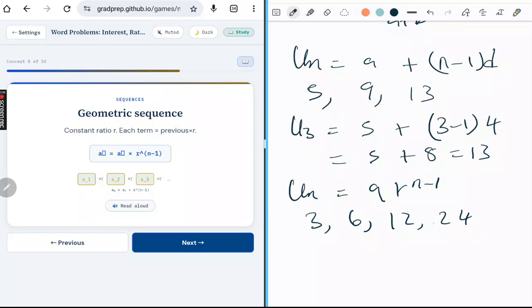So let's say we want to know this fourth term, u4. The first one, a, is 3 times the common ratio. 6 divided by 3 is 2, 12 divided by 6 is 2. So we have 2 to the power of the fourth one, 4 minus 1. So that is 4 minus 1 is 3. So 2 raised to the power 3. Remember that 2 raised to the power 3 is 8. So we have 3 times 8, and 3 times 8 is 24.